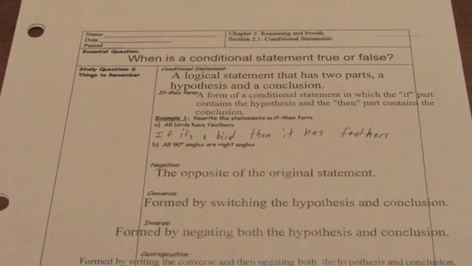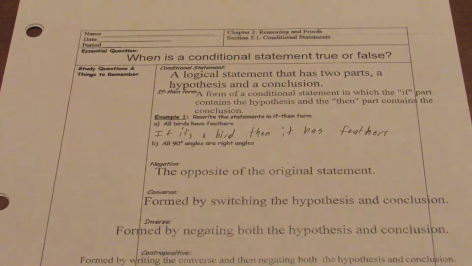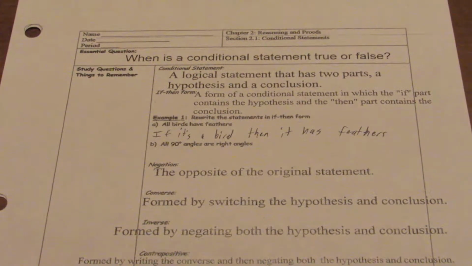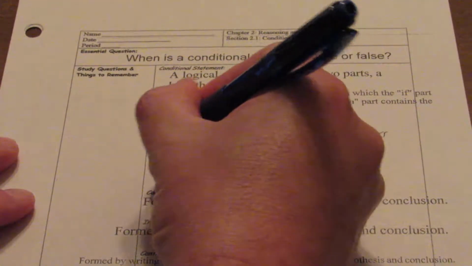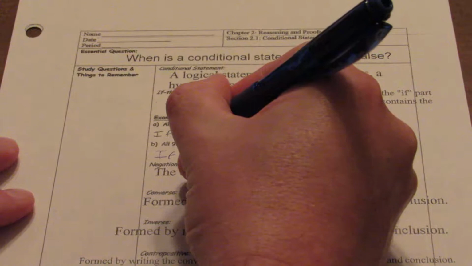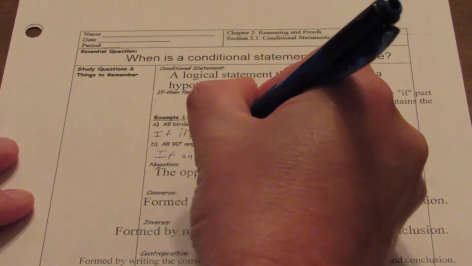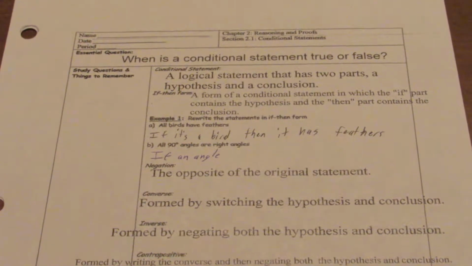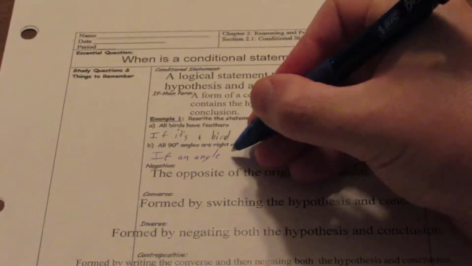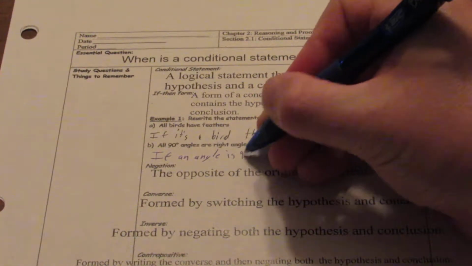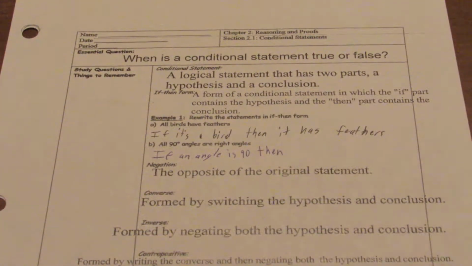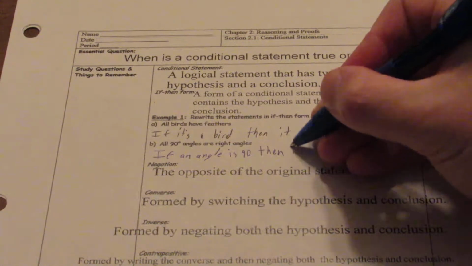So on B, all 90-degree angles are right angles. I start with the 90-degree angle. So if it's a 90-degree angle, and you can change the wording on this. So I'm going to say if an angle is 90 degrees, just for the sake of English, then what do I know about it? It is a right angle.